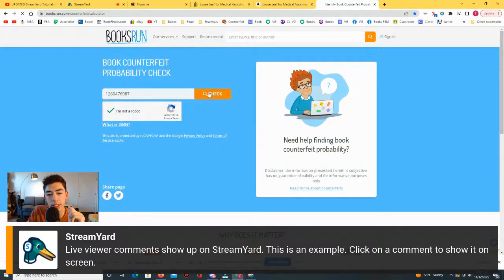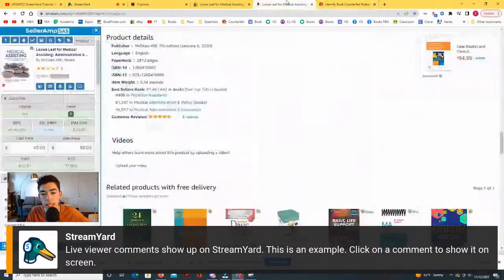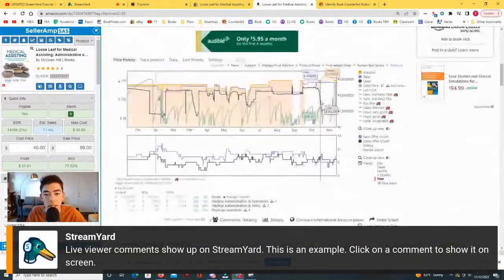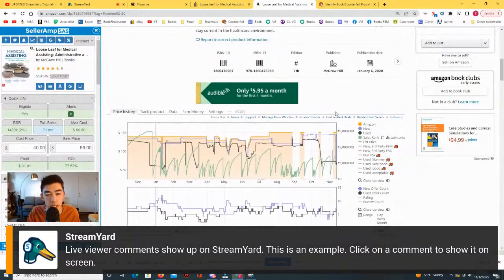Crosswalks. Okay, so you can see, let's go and check. So now it says that we're unlikely to be counterfeit. So I would definitely want to go through that to make sure that the book isn't likely to be counterfeit, because if it is, then you run the risk of potentially having your Amazon account suspended if you're selling.